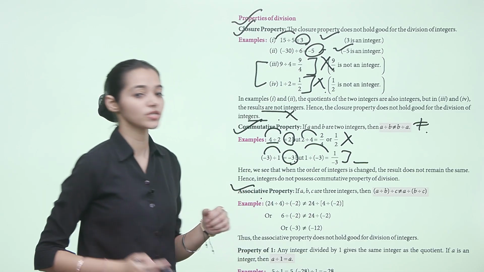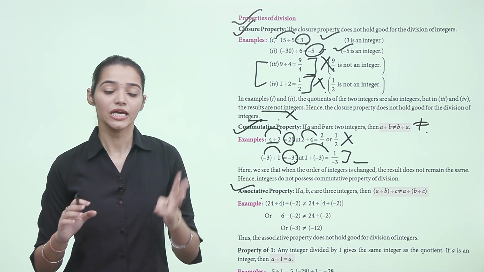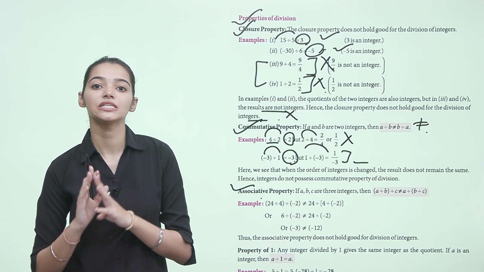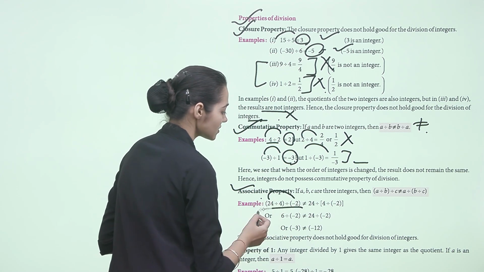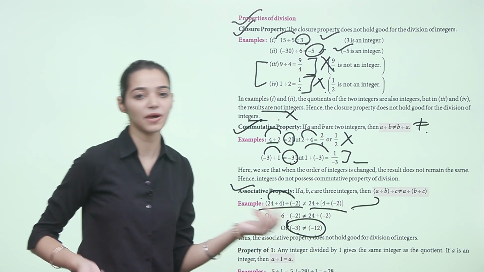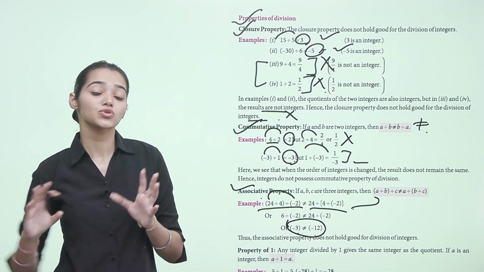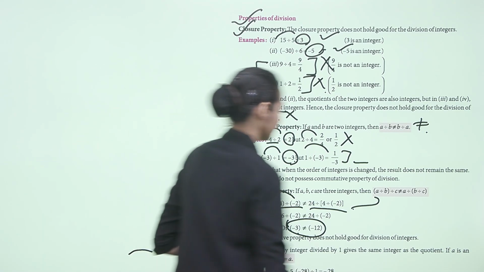Now next is our associative property. Now if a, b and c are our three integers, then a divided by b divided by c is not equal to the other order. That means when we divide according to the left and according to the right hand side, minus 3 is not equal to minus 12. So that means the associative property does not hold for division of integers.